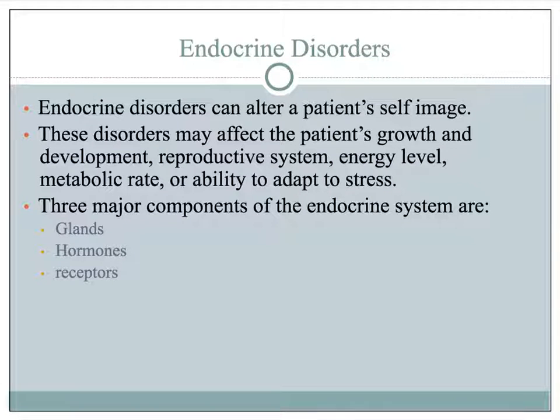This slide is just a review of the endocrine glands and how a disorder of them can affect a patient's health, self-image, and a lot of different body systems. Three major components of the endocrine system are the glands, the hormones, and the receptors. All of these have to be functioning appropriately in order for the endocrine system to work properly and affect growth and development of the patient, the metabolic rate, their ability to adapt to stress, etc.